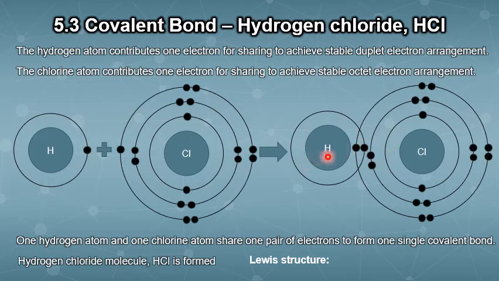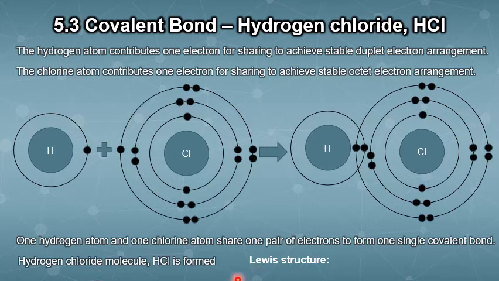So now you look at hydrogen. Hydrogen has 2 valence electrons. Now it is called a stable duplet electron arrangement. 2 is duplet. While chlorine also has a pair of electrons sharing here, and altogether the valence electrons is 8. 8 is octet electron arrangement. You count 1, 2, 3, 4, 5, 6, 7, 8 at the outermost shell. So 1 hydrogen atom and 1 chlorine atom share 1 pair of electrons to form 1 single covalent bond. So the hydrogen chloride molecule is formed.